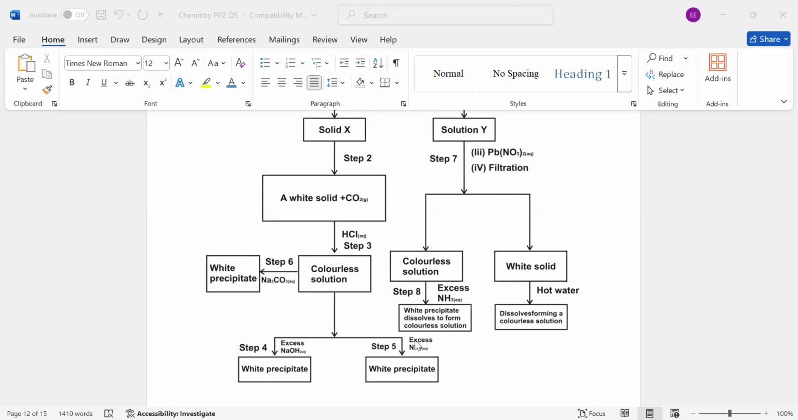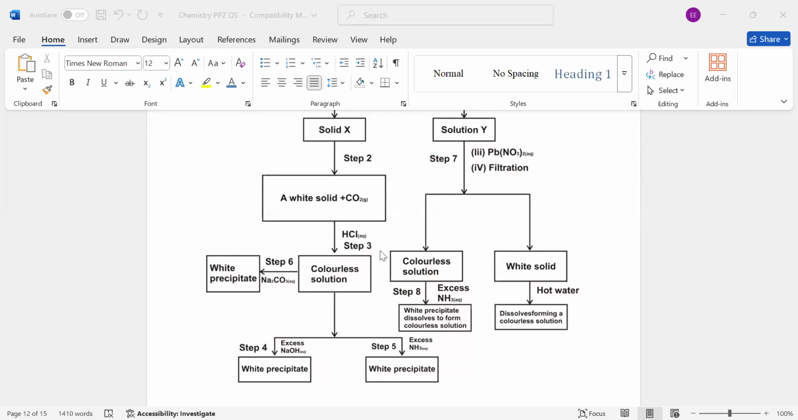And in magnesium, if we add excess ammonia, we'll still get what? The white precipitate. So it simply means that solid X is magnesium carbonate. So magnesium carbonate, if you heat, you get magnesium oxide and carbon(IV) oxide. Magnesium oxide, you add HCl, you get magnesium chloride. Magnesium chloride, if you add sodium carbonate, this one is now a precipitation reaction. You will have magnesium carbonate plus sodium chloride. The white precipitate will be magnesium carbonate.